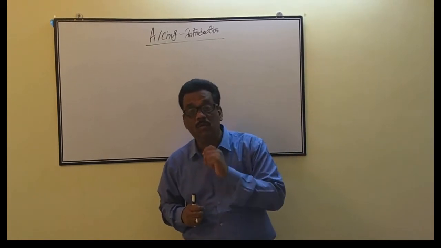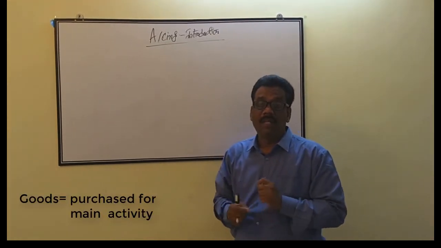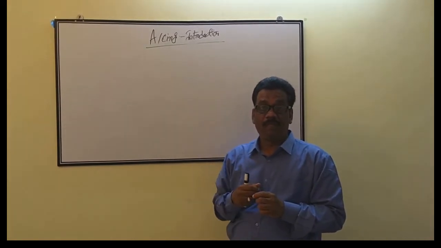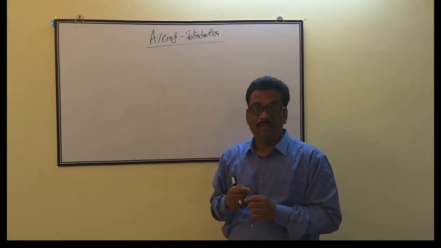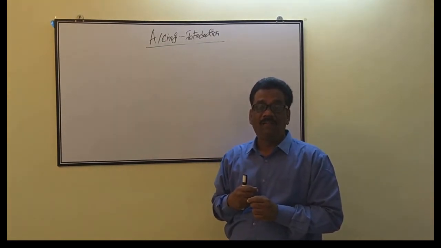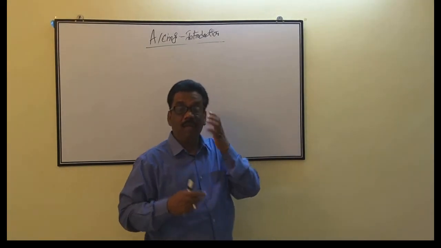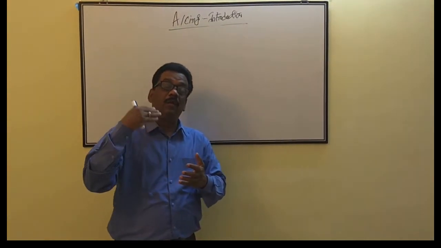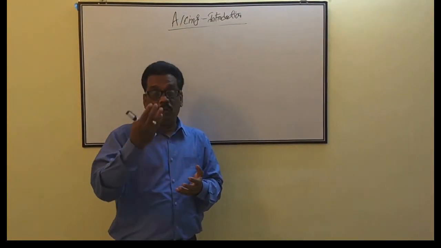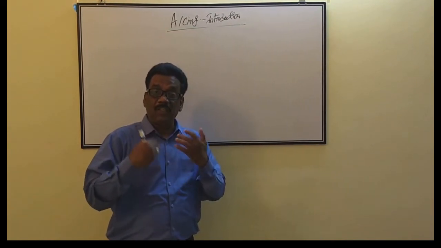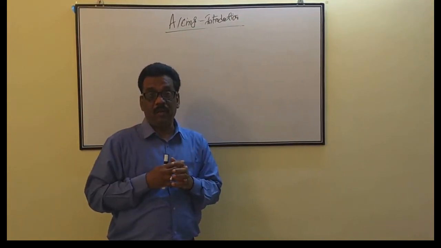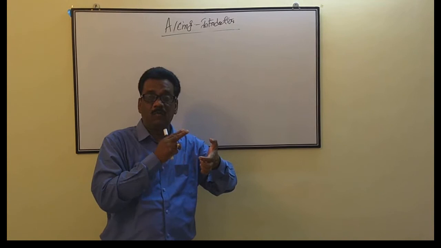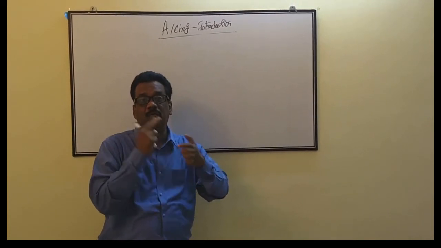The next one is the good. Good is an item purchased for the main activity of a business. If a production-oriented unit purchases raw material for the purpose of producing something, whereas a distribution unit purchases finished goods for the purpose of a sale. So the main activity is either production or sale. For that purpose, whatever items the business purchases, it is a good.